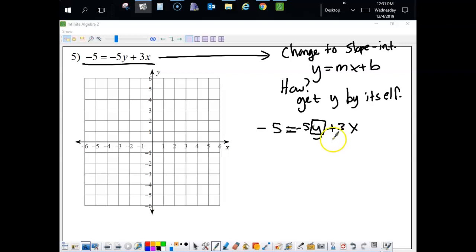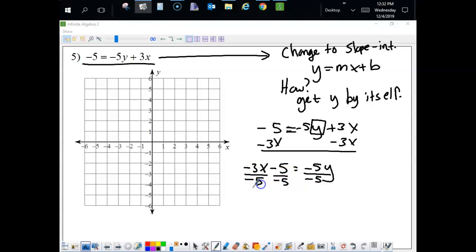All right, so here we go. We're going to minus the 3x. Now, can I combine this 3x with that negative 5? No, they're not like terms. So instead of combining them, I'm just going to put them next to each other. Is that a negative 5? Yeah. Okay, good. And now we divide both sides by negative 5.